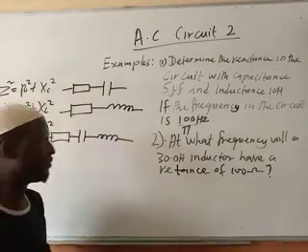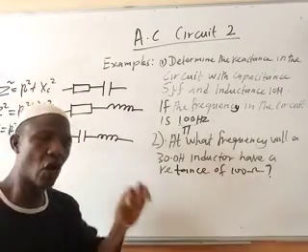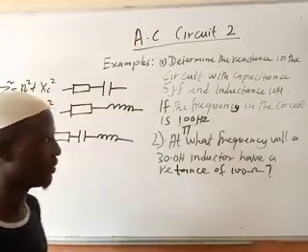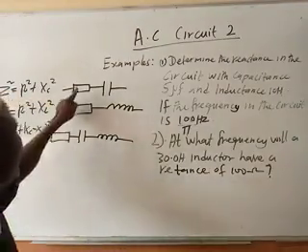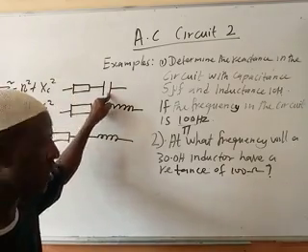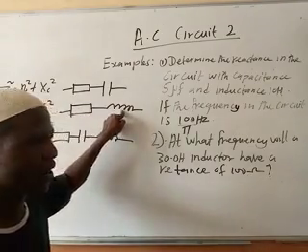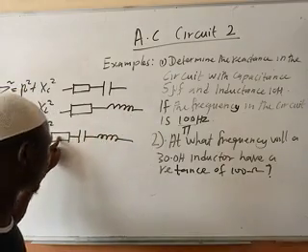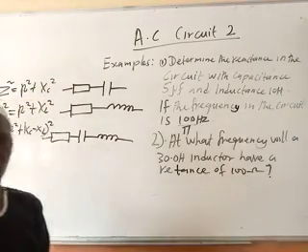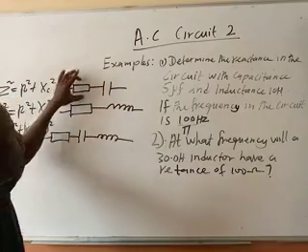Therefore, if I want to define impedance in the circuit, it is the opposition to the flow of AC current by resistor and capacitor, or resistor and inductor, or resistor, capacitor and inductor. Therefore, before you can have impedance, there must be what?